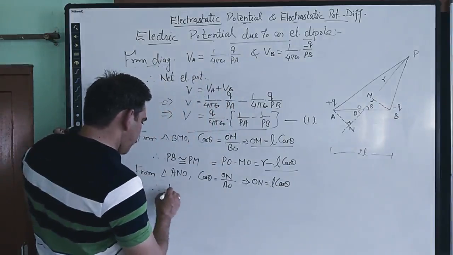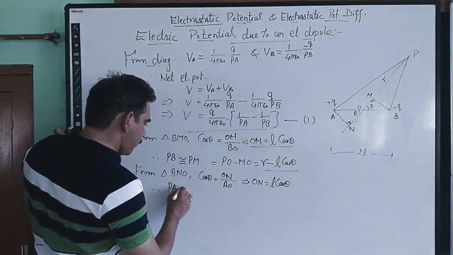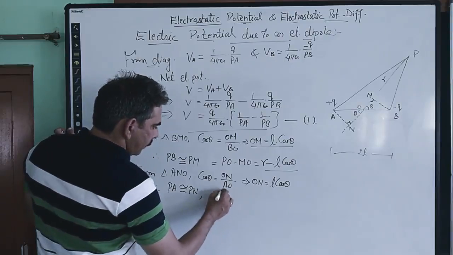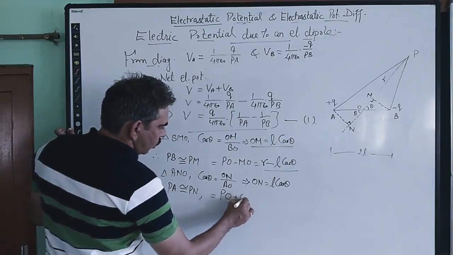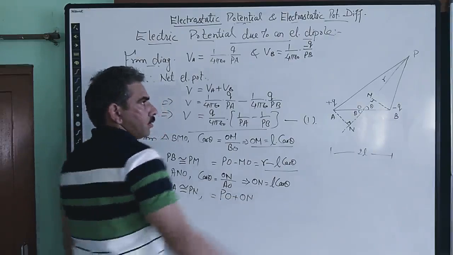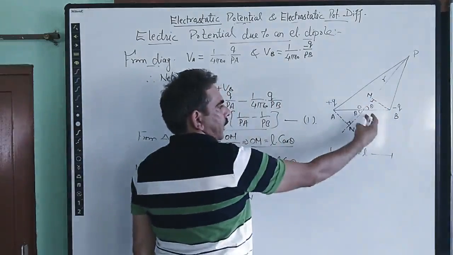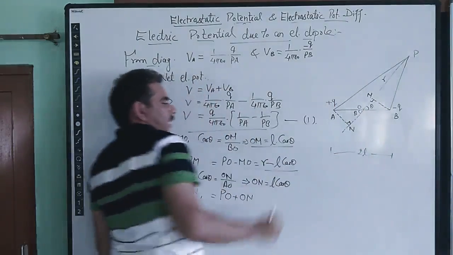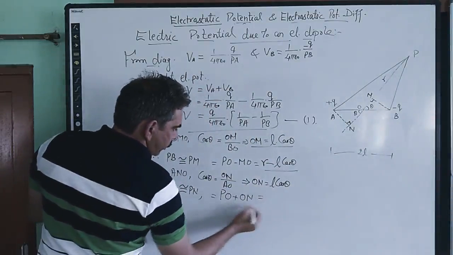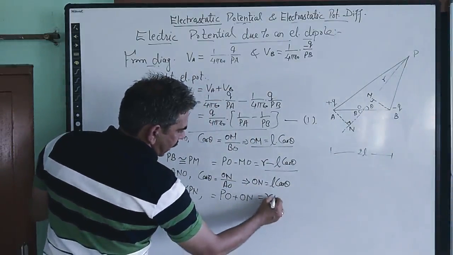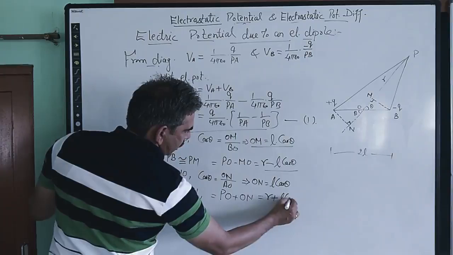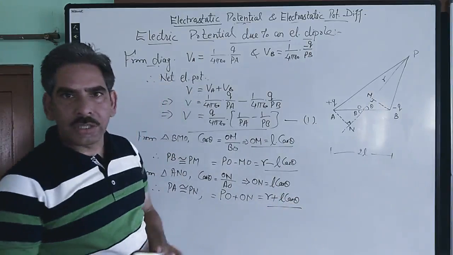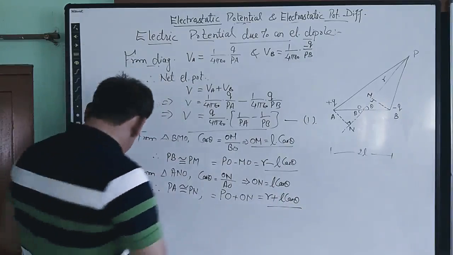So therefore PA, which is very nearly equal to PN, comes out to be PO plus ON. This is PO. If we add ON into it, it becomes equal to PN, which will be very nearly equal to PA. So PA will be equal to PO, which is R, plus ON, which is L cos theta. So we substitute these two values here, make the necessary calculation and get the result. So it is as simple.